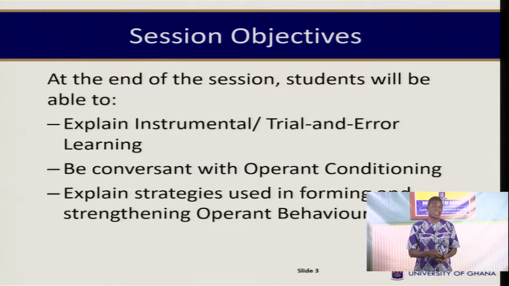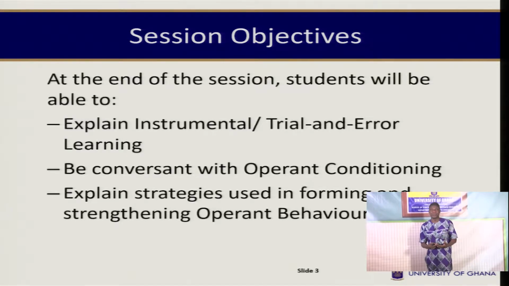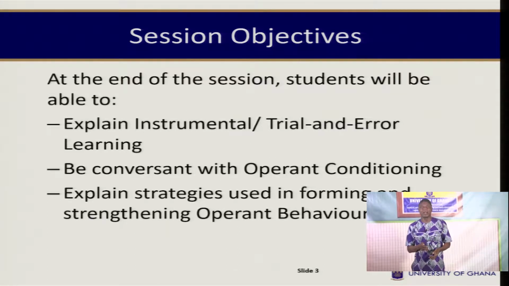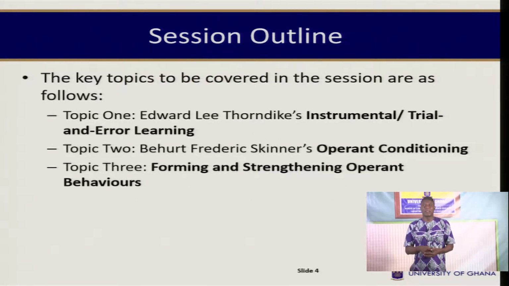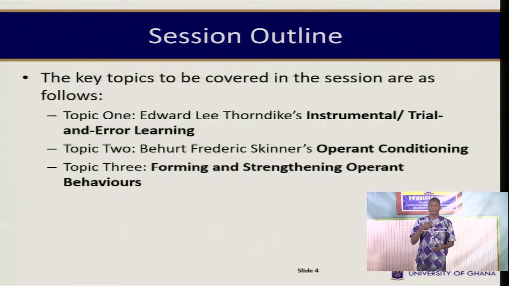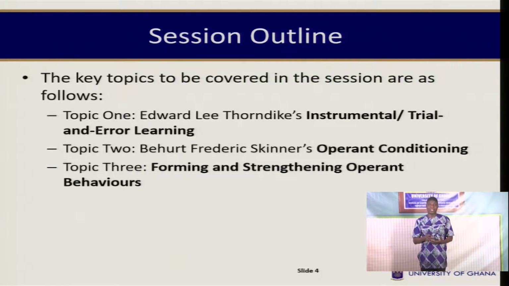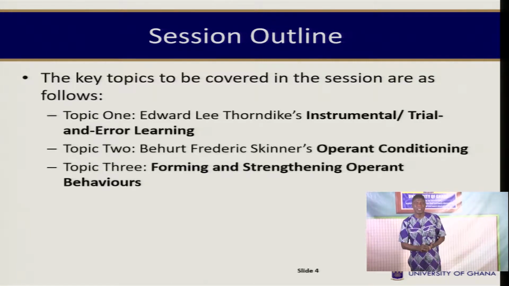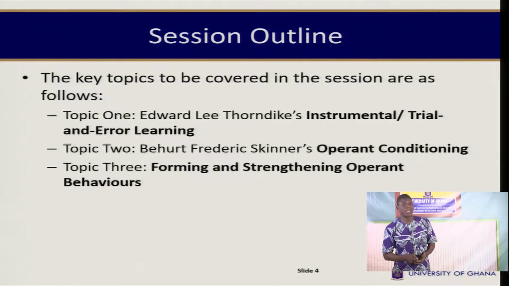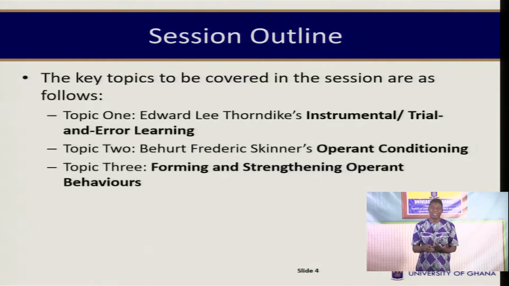So we expect that by the end of the session, you'll be able to explain what instrumental learning, or trial and error learning, is, and you'll be conversant with operant conditioning, and explain the strategies used in forming and strengthening operant behaviors. As a result of that, the topics to be discussed include Thorndike's instrumental learning, and then B.F. Skinner's operant conditioning, and then topic 3, we're going to learn how to form and strengthen operant behavior. Relevant texts and chapter reading materials are available on Sakai.